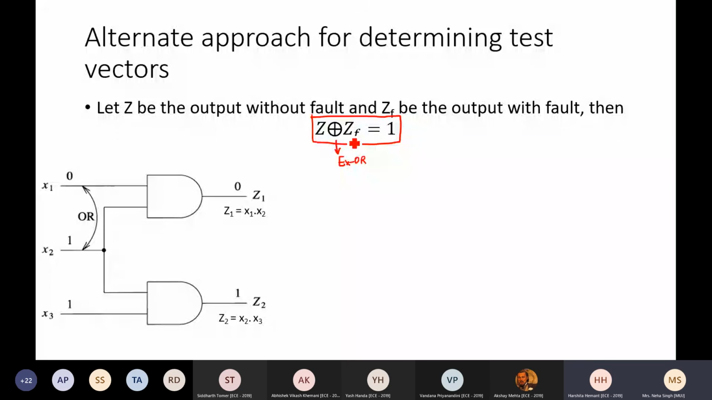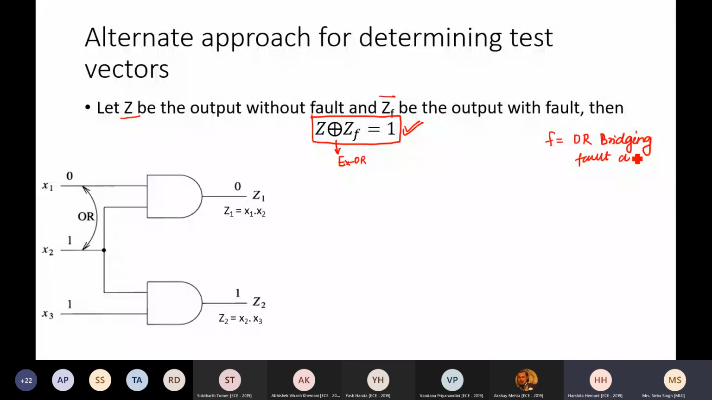Therefore, if I have Z as the output without fault for a circuit, ZF as the output when the fault exists, then Z XOR ZF will always be equal to 1. Now, using this, we try to find out the test patterns which will be able to detect the fault F. Here, F is taken as an OR bridging fault at X1, X2.